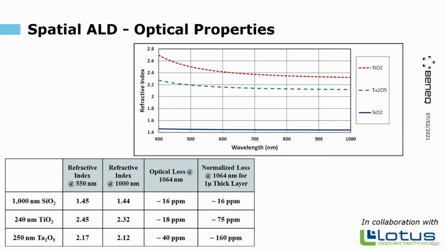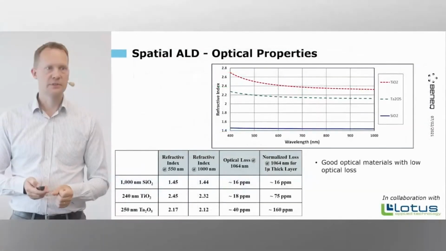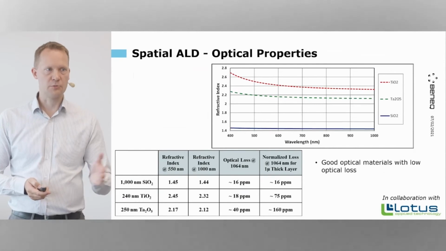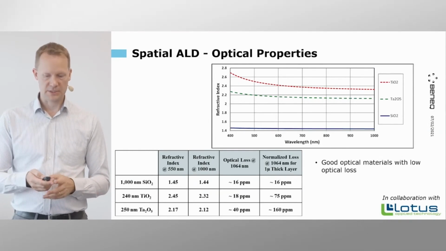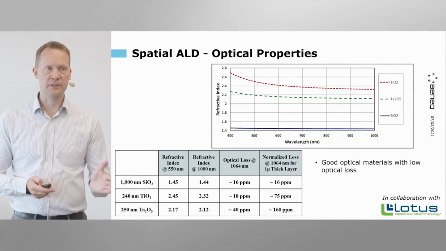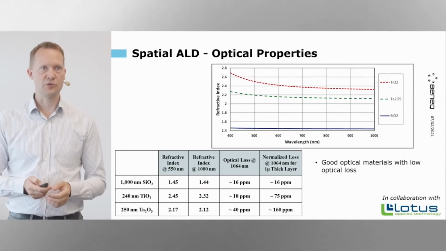But what can we do with this sort of spatial ALD? Can we make good optical materials? Here is some work that we've done together with our partner Lotus Applied Technology, and this is showing quite good optical materials with low optical losses. Silicon dioxide, titanium oxide, and tantalum oxide all have relatively low losses. So that's at least encouraging, and even materials that can be used for laser applications.